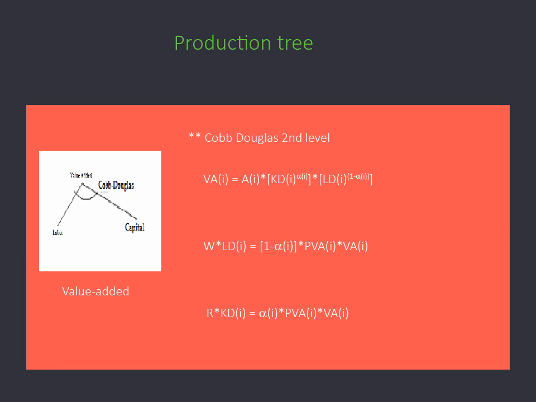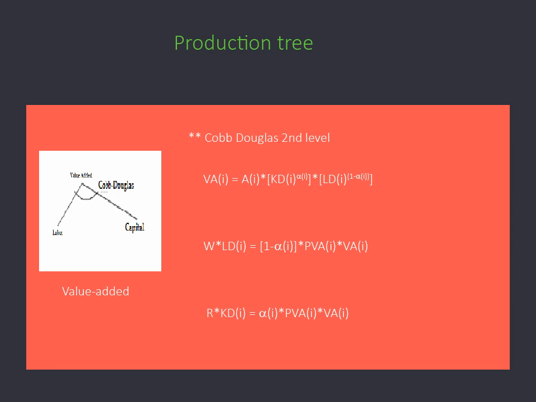You understand that there is only one W and one R in the economy, because in fact we have perfect mobility of labor and capital between sectors, and so there is only one remuneration of labor and one remuneration of capital, and we have a composite price of value added, which is PVA.